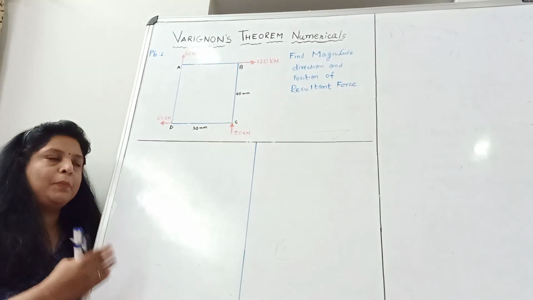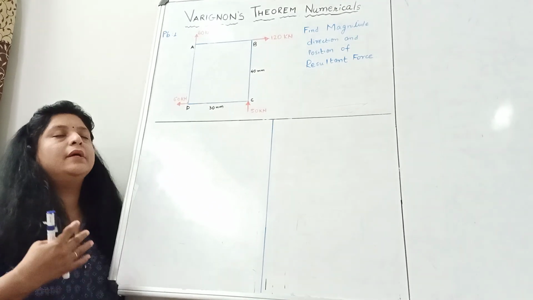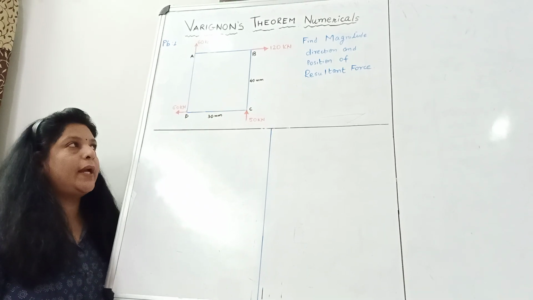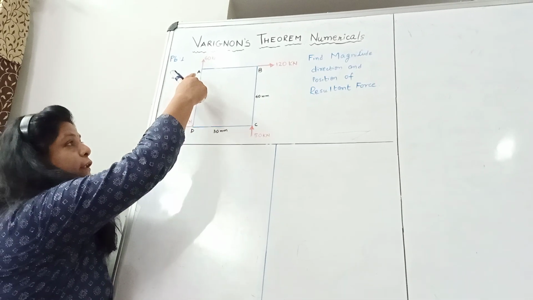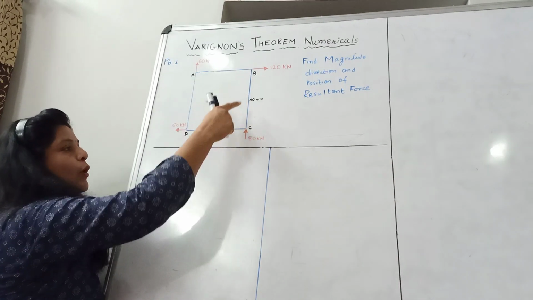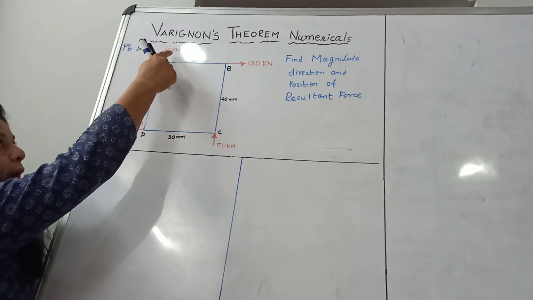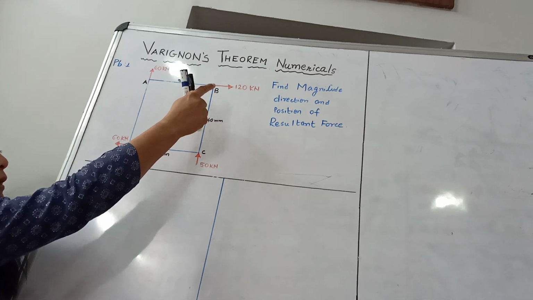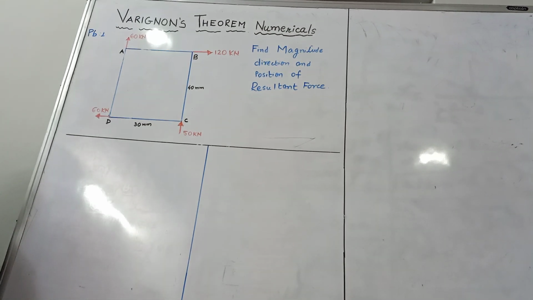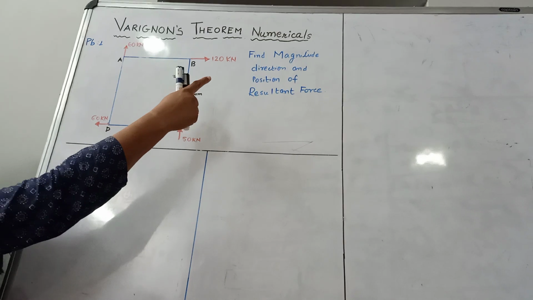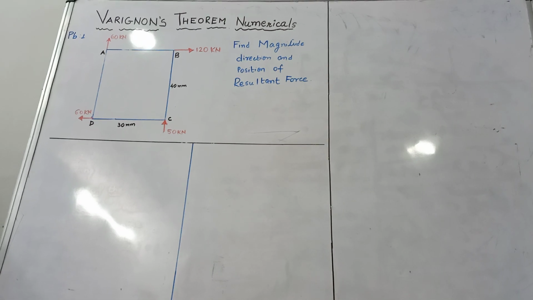So today I am taking one numerical based on Varignon's theorem, which will be helpful in finding the position of the resultant. You can see in this diagram we have a rectangle of 30 mm by 40 mm. There are four forces acting: at point A 60 kilonewton, at point B 120 kilonewton, at point C 50 kilonewton, and at point D 60 kilonewton. We have to find the magnitude, direction and position of the resultant force.